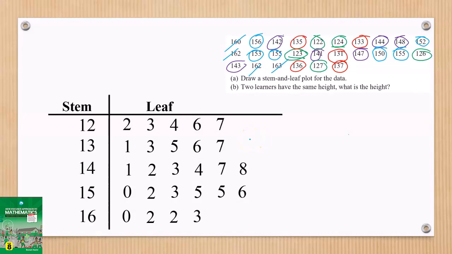And then the question wants us to find if two learners have the same height, what is the height? So it means we are looking at where we see repetition. When we see repetition, so we have 162, we have 162, we have 155, 155. Okay, these are the two that repeat. So the two learners that have the same height, they all have 155 centimeters, and then we have 162 centimeters. So there are two heights that we have, two people having the same height.